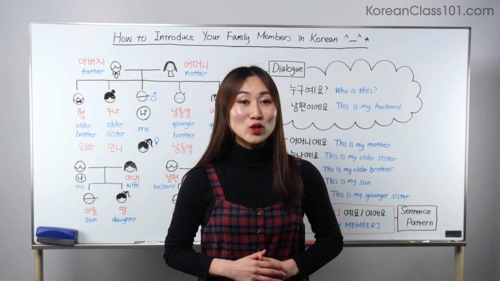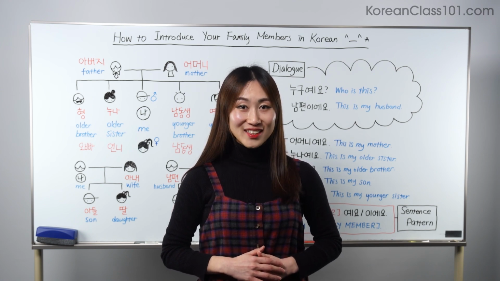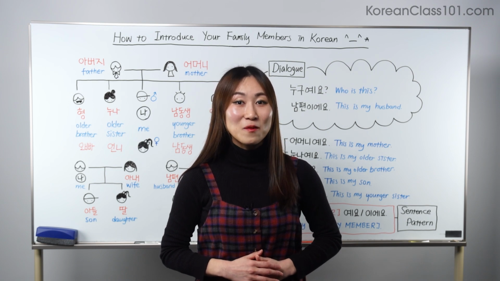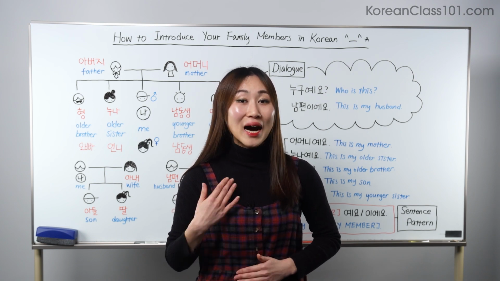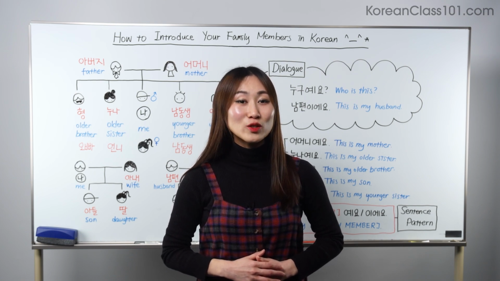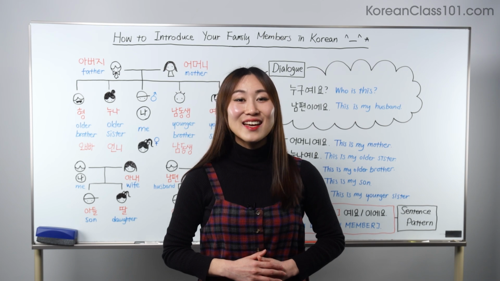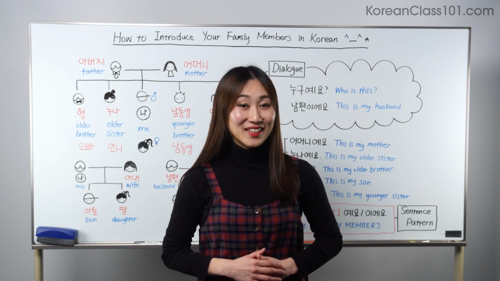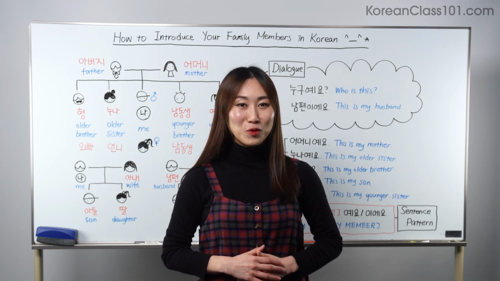Please note that you will use 내 informally and 제 formally, which mean my, to refer to your younger siblings. So the informal way to say my younger sister is 내 여동생. The formal way to say my younger brother is 제 남동생.